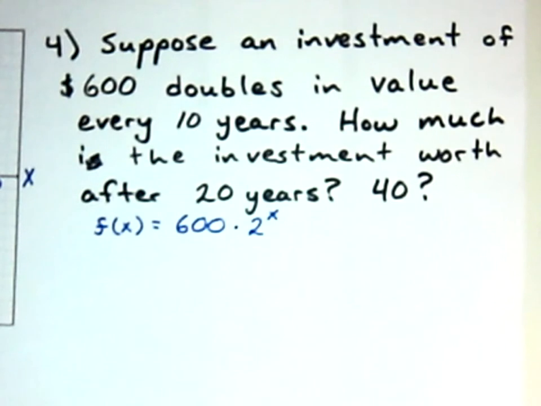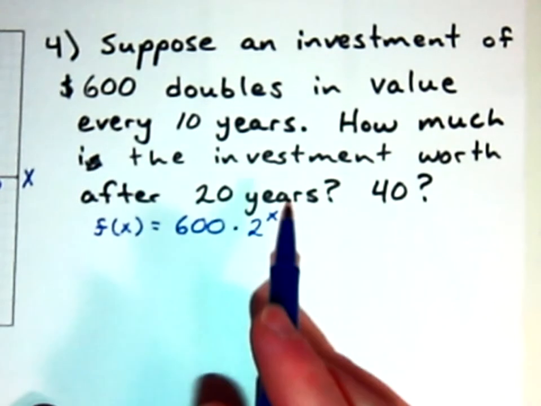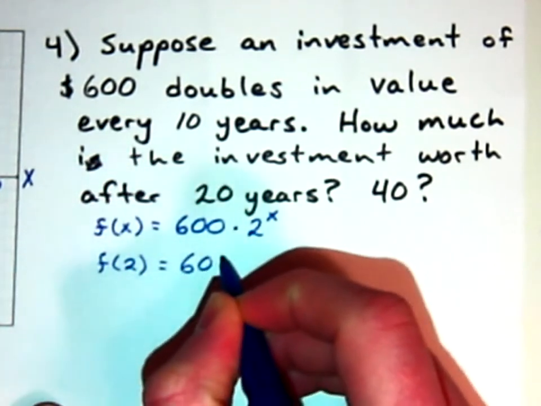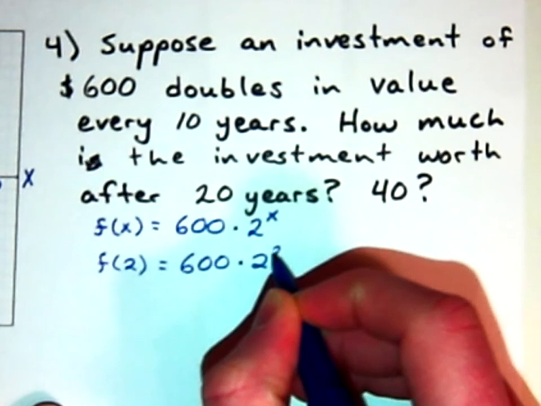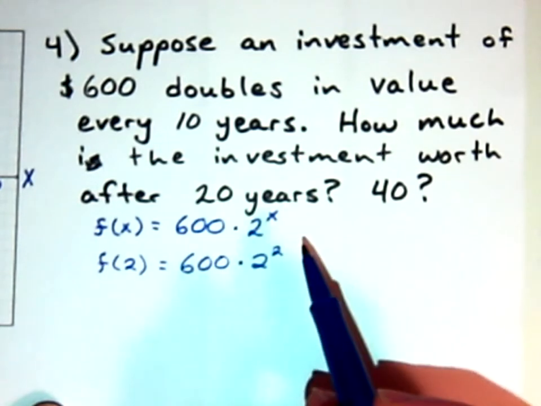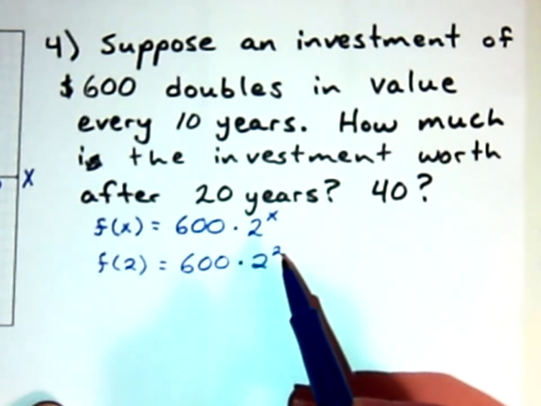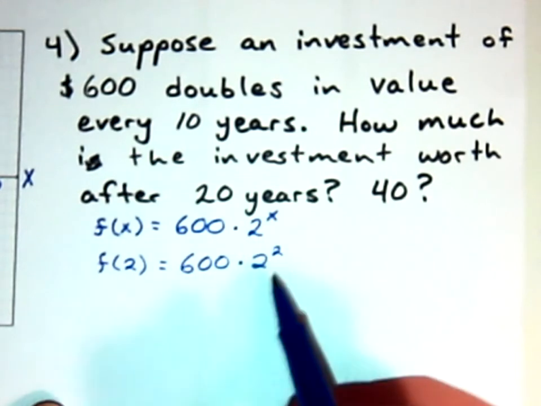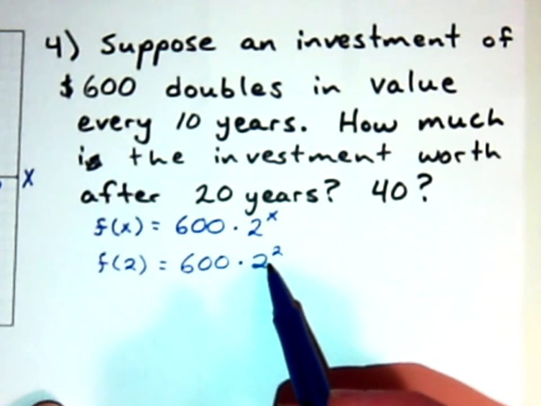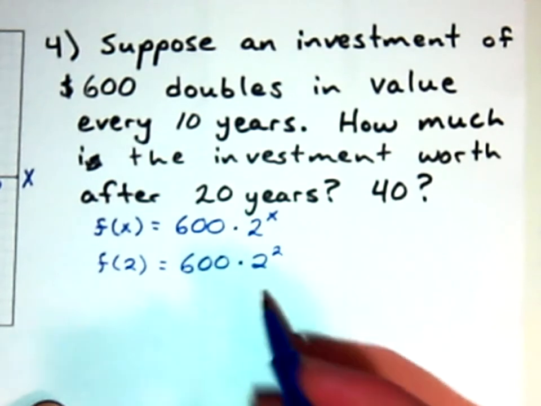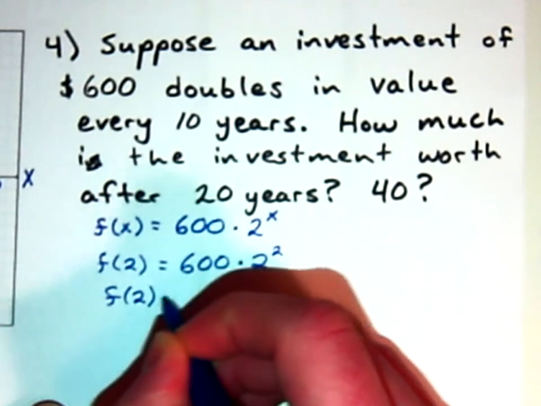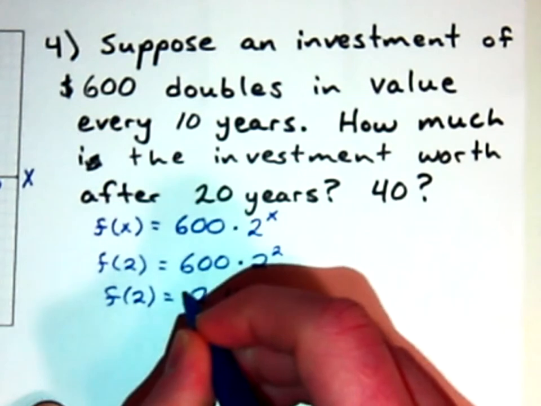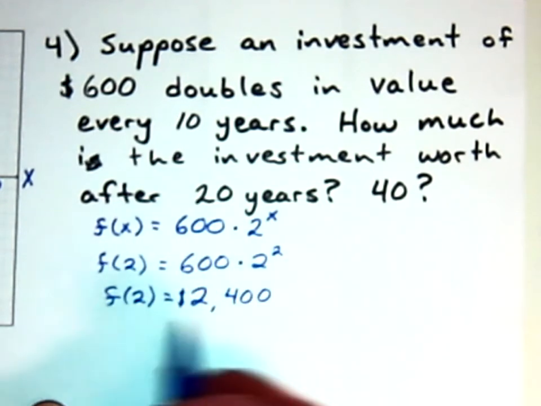If we were 20 years in, so for the first part, okay, so f of x, well, when x equals 2, it'll be 600 times 2 to the 2nd power. Okay, for every 10 years, this is going to go up. Our exponent is going to increase by 1. So, well, 2 to the 2nd power is 4, and then 600 times 4 is 2,400. Okay, and we're talking about money. Okay, so that would be after 20 years.